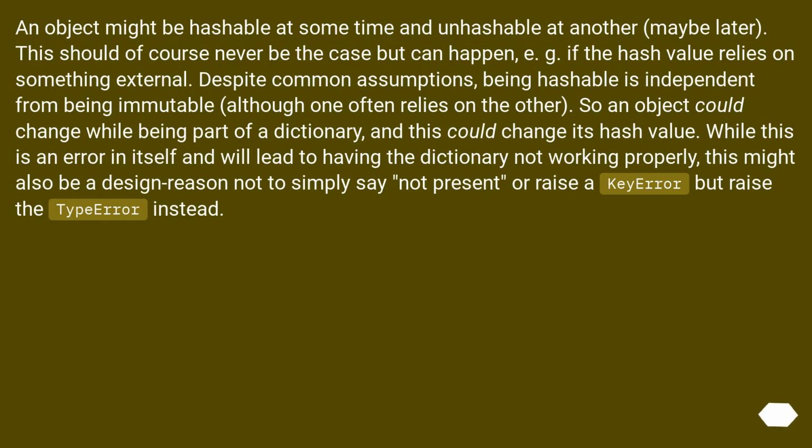An object might be hashable at some time and unhashable at another, maybe later. This should of course never be the case but can happen, e.g., if the hash value relies on something external. Despite common assumptions, being hashable is independent from being immutable, although one often relies on the other. So an object could change while being part of a dictionary, and this could change its hash value. While this is an error in itself and will lead to having the dictionary not working properly, this might also be a design reason not to simply say not present or raise a key error but raise the type error instead.